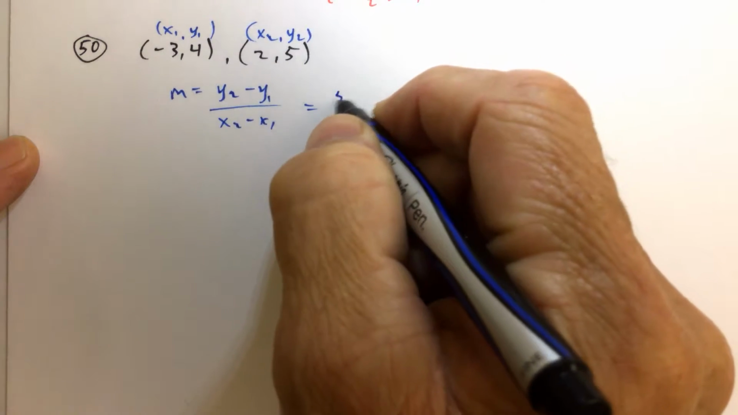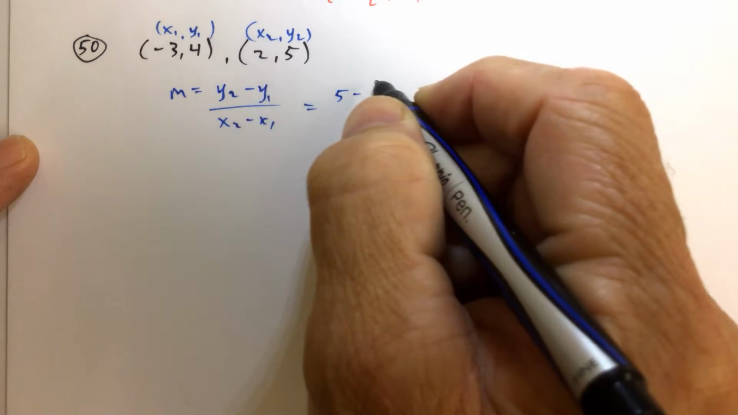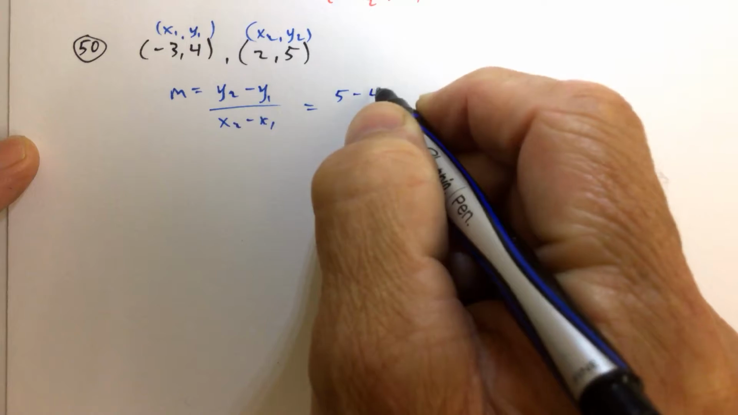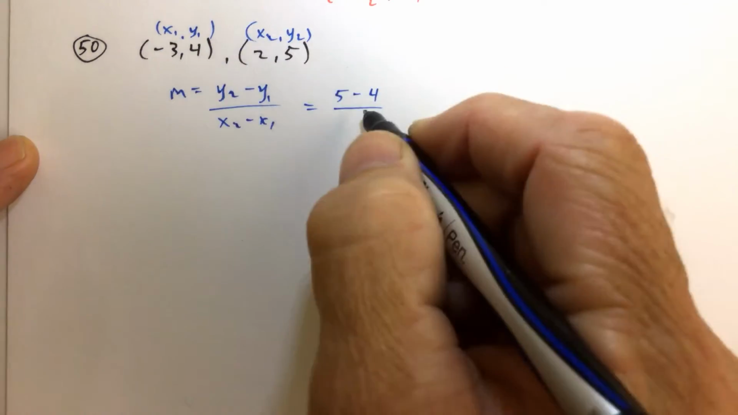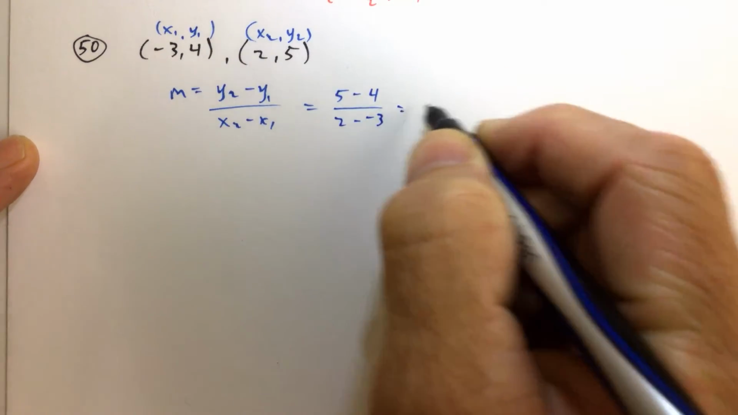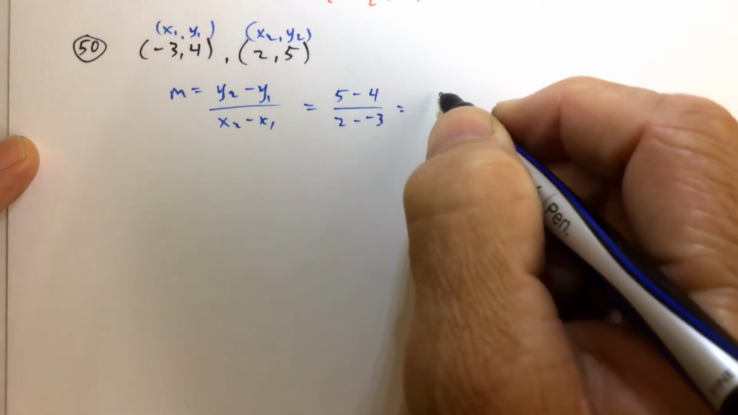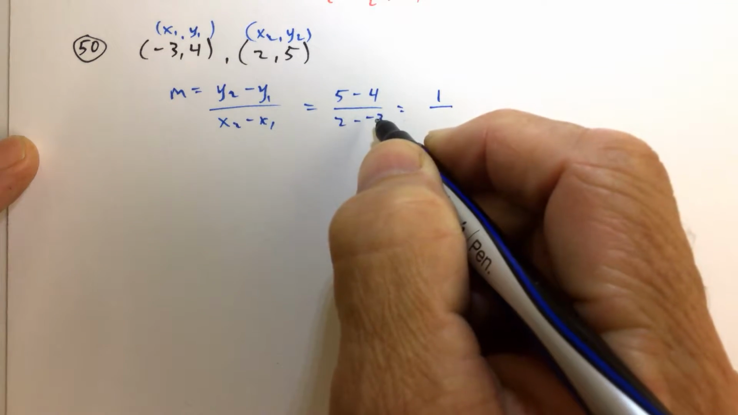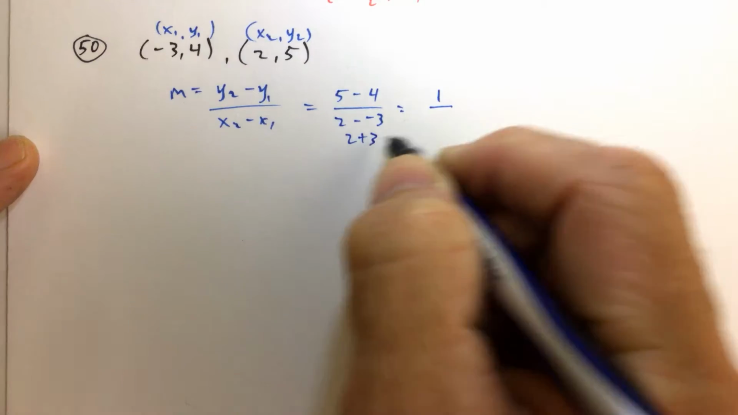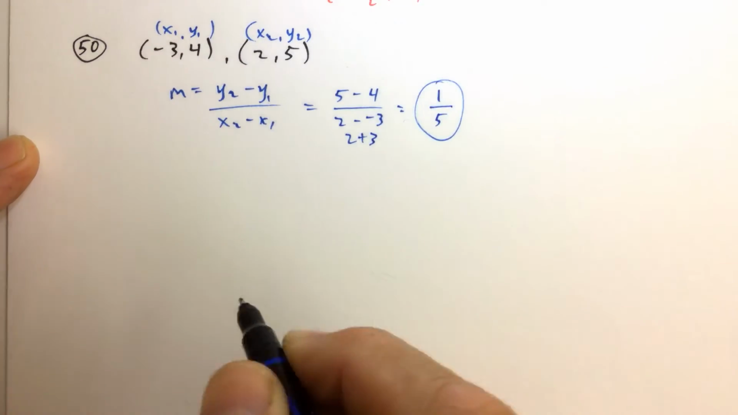So the change in y, I'll choose 5 for my y2, 4 for my y1, and then my x2 minus x1 is 2 minus negative 3. Be careful with these minus signs. 5 minus 4 is 1. 2 minus negative 3 is like 2 plus 3, and that's 5. So we have a slope.